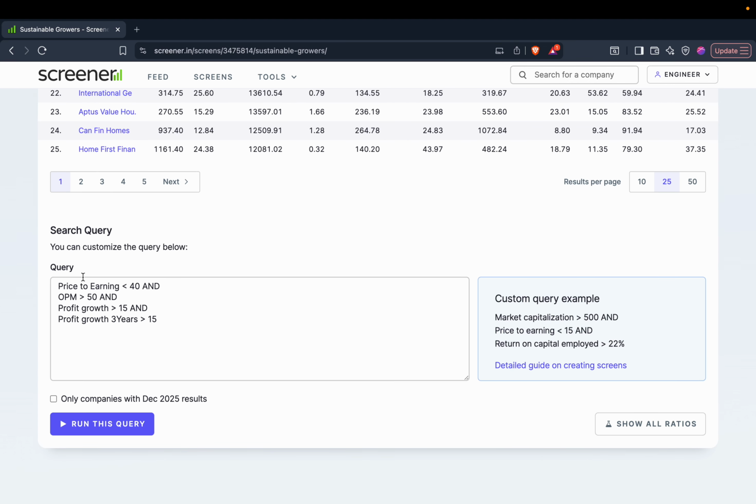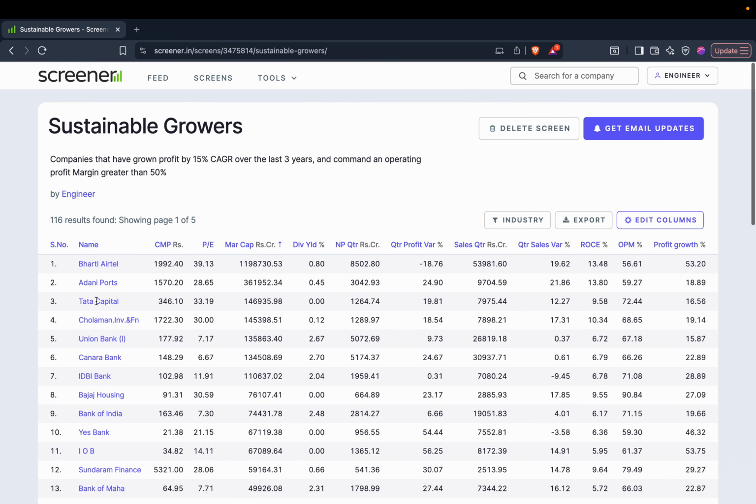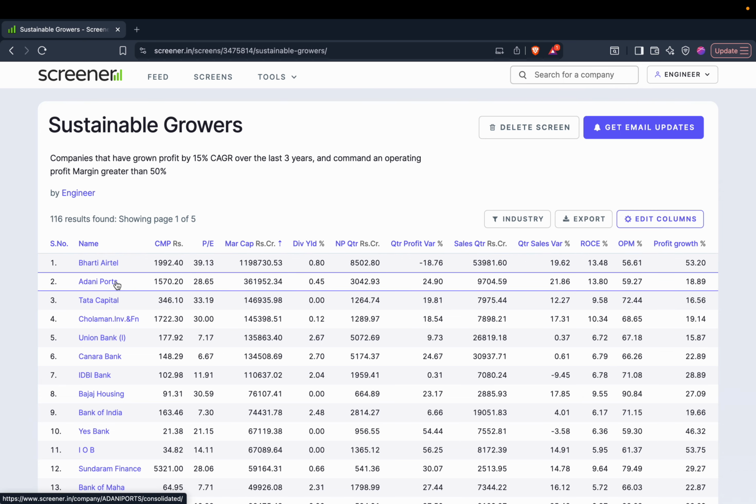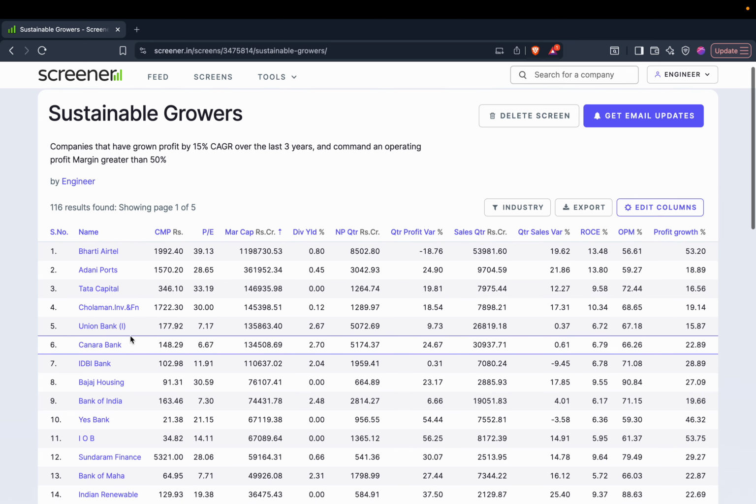And when you look at the query, I wanted affordable companies. That is why I've put price to earnings, that is the P/E ratio, should be lesser than 40, and operating profit margin should be greater than 50. This usually happens in a duopoly or a market where there are single leaders, or two, three or four leaders, not more. Something like telecom in which Bharti Airtel sits, Adani Ports in the ports industry, Cholamandalam, Tata Capital.